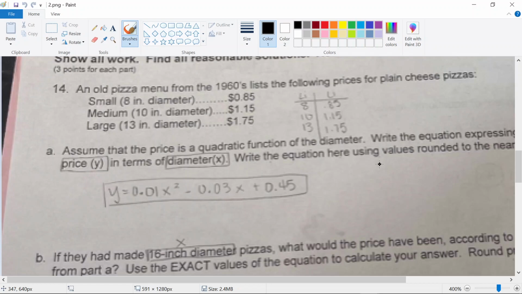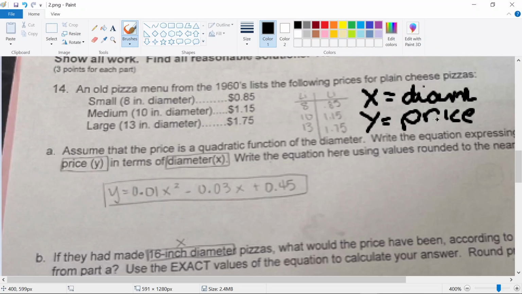But anyway, we're going to say X is the diameter. I just put DIAM. And Y is the price. Can I make this, it's too thick? Okay. So let's look at this equation.